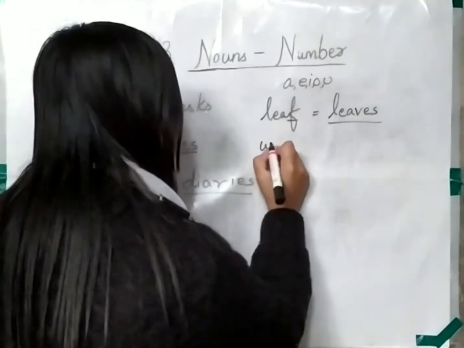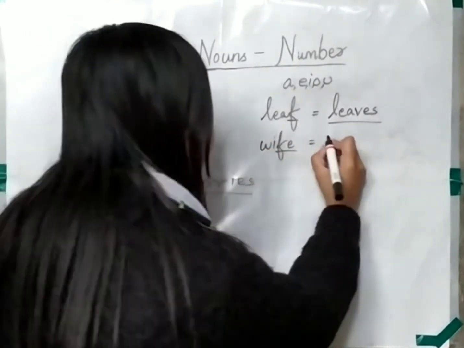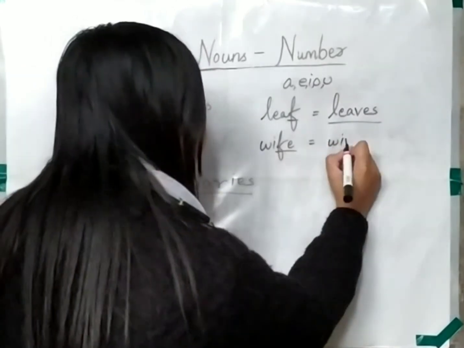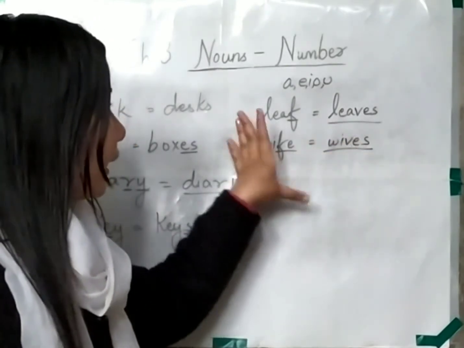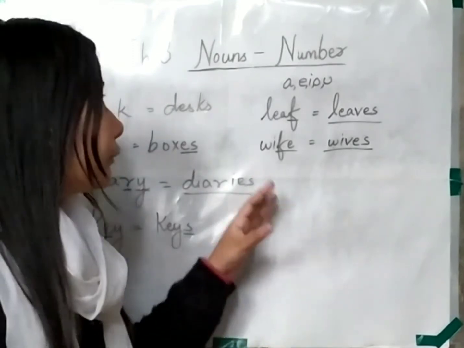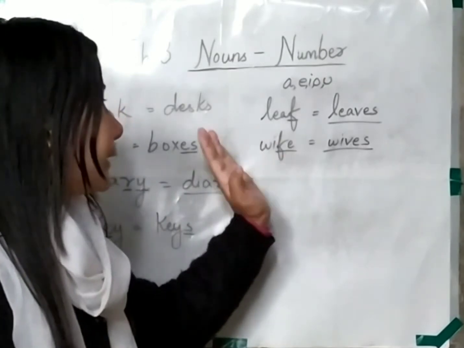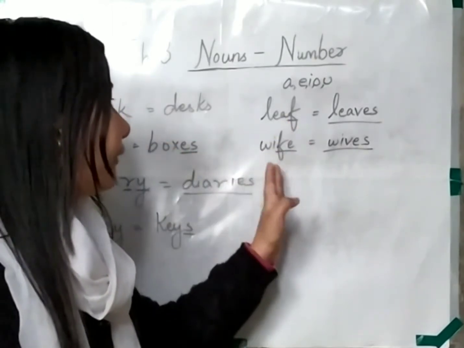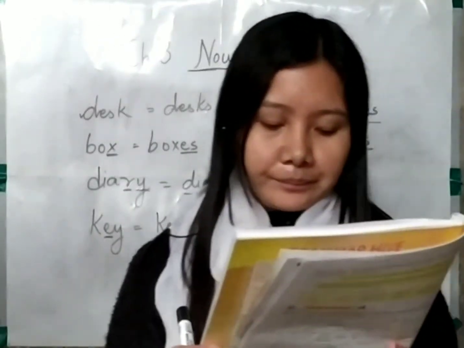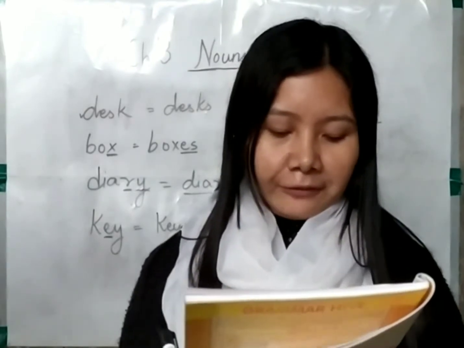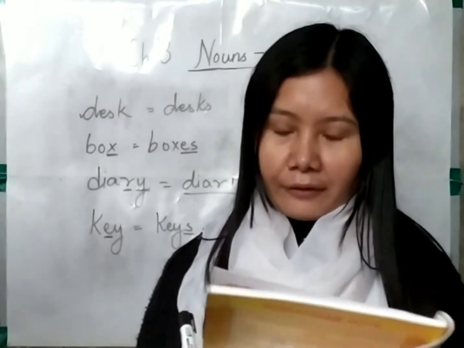Similarly, if I write the word wife, W-I-F-E, wife, you can see the word ending with F-E. So in this case, what will I do? I will change F-E to V and add ES again. So you can see how we are forming the plurals of nouns that are ending in F or FE. If the singular form of the noun ends in F or FE, then we write VES in its place. So let's see some examples. Leaf, leaves, calf, calves, half, halves, knife, knives, thief, thieves, wife, wives.